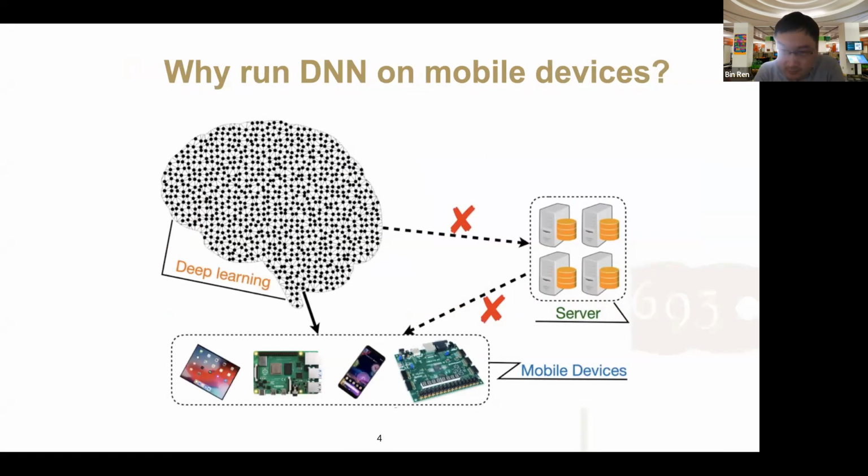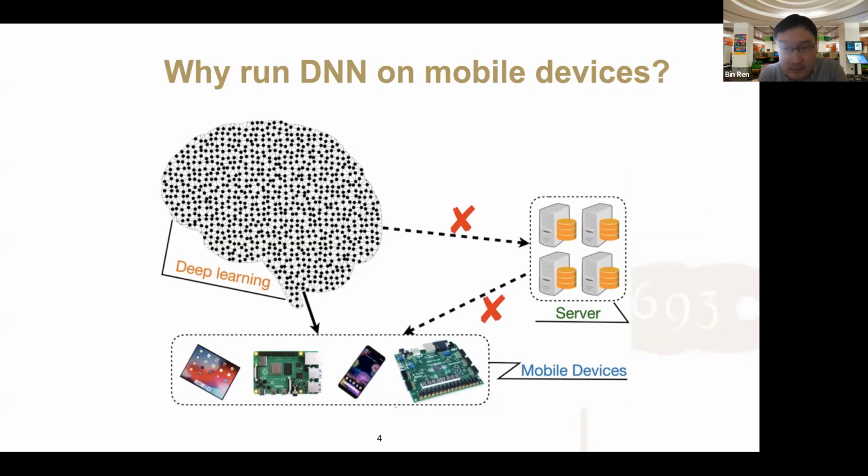The first reason is latency. Assume we run a DNN model on the server, the data transfer between the server and the mobile devices takes time. The second one is privacy. Sometimes users don't want to upload their data to the server. They want to run the AI capability locally to protect their privacy. This is the second reason.